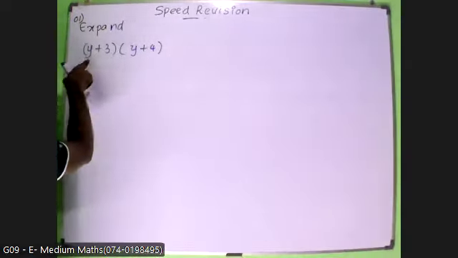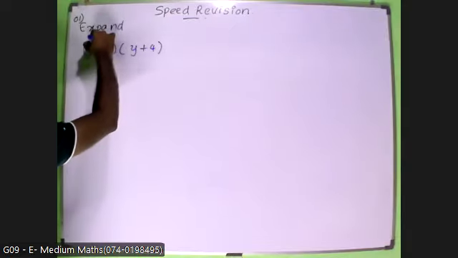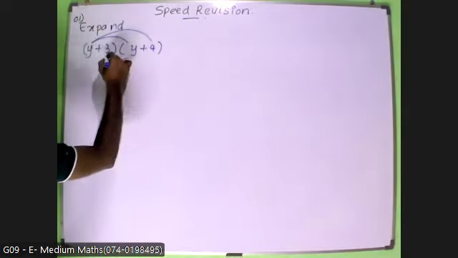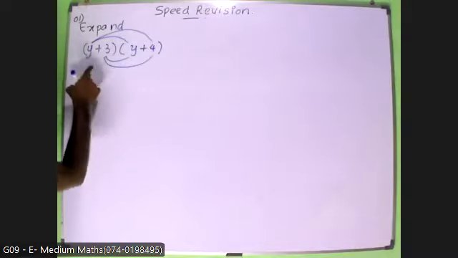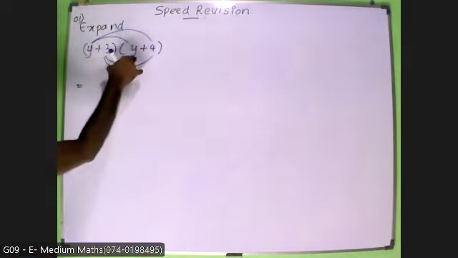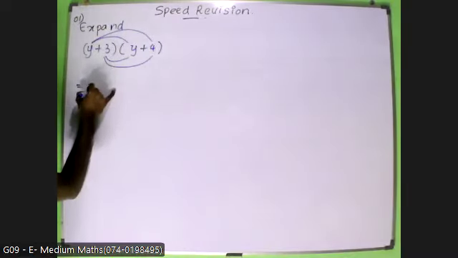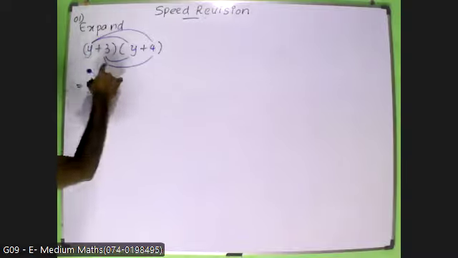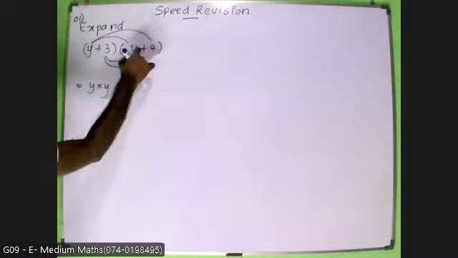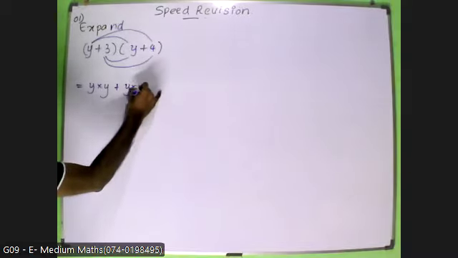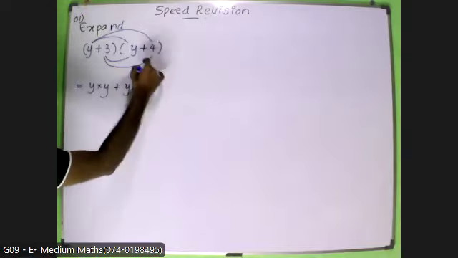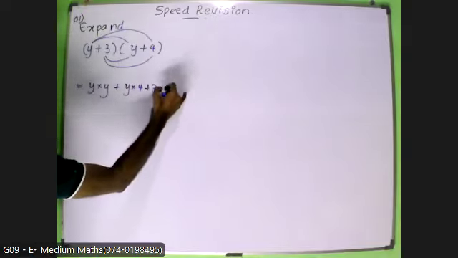So, first of all, here you have y, and I am going to multiply this term by this term and this term by this term. Then this term by this term, this term by this term. So, y, positive times positive, it will give you positive. Y times y. Then positive times positive, positive. Y times 4. Then positive times positive, positive. 3 times y.